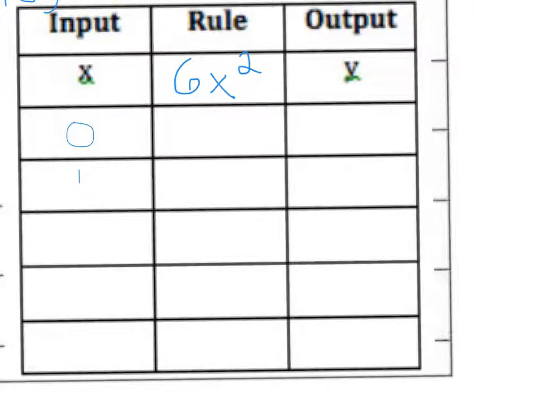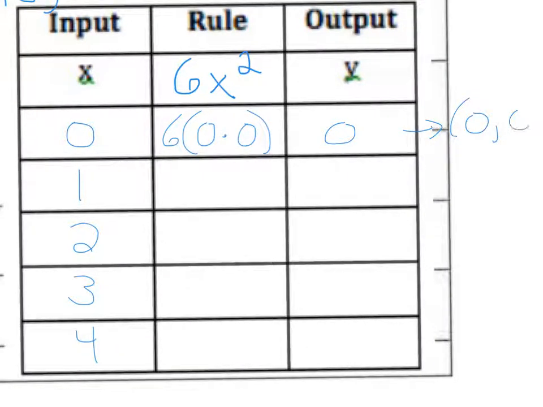So I have 0, 1, 2, 3, and 4. So I'm going to put in 0 for x, and I'm going to think of this as 0 multiplied by 0. So 0 multiplied by 0 is 0, and 0 multiplied by 6 is still going to be 0. So what happened was when I put in 0 for x, I got out 0 for y.